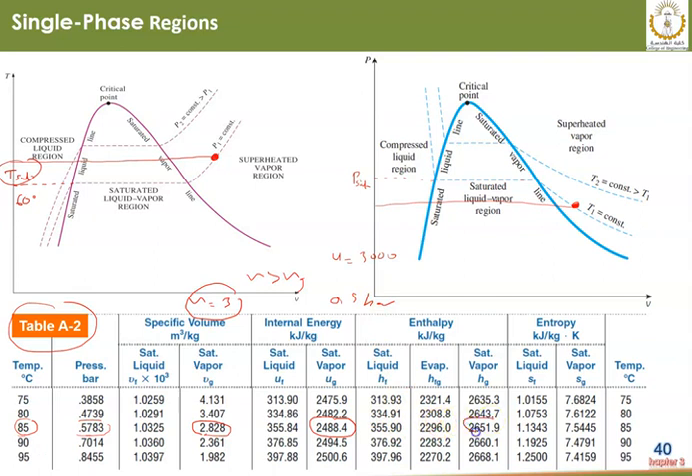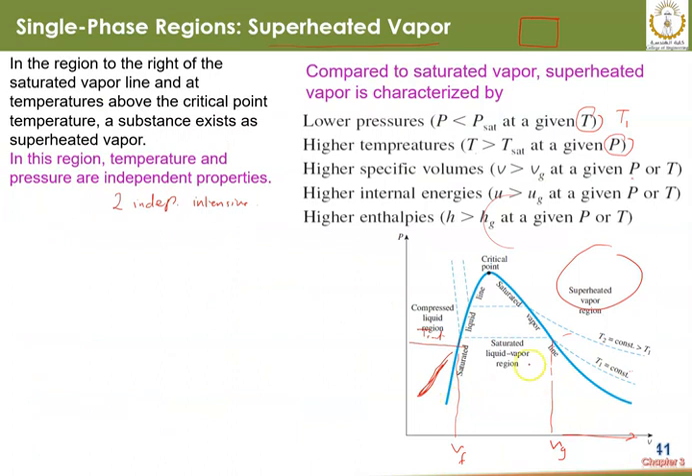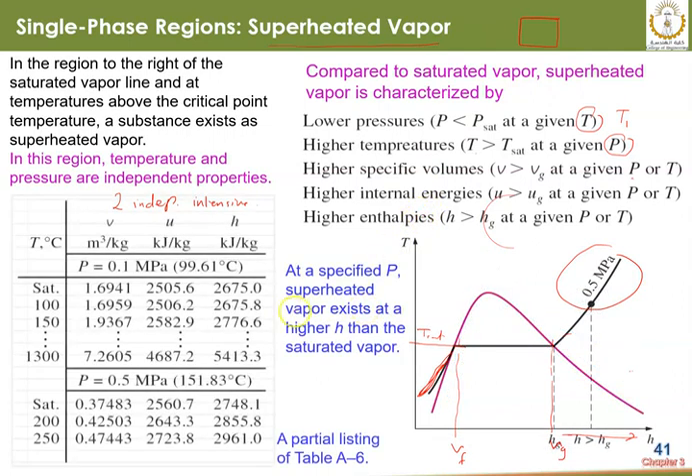If the enthalpy is 3000, then it's greater than 2651, which is the enthalpy for saturated vapor at 85. So this is how we use the saturated liquid-vapor table to find whether we are in the superheated region or not. Okay, I hope that this is clear now.